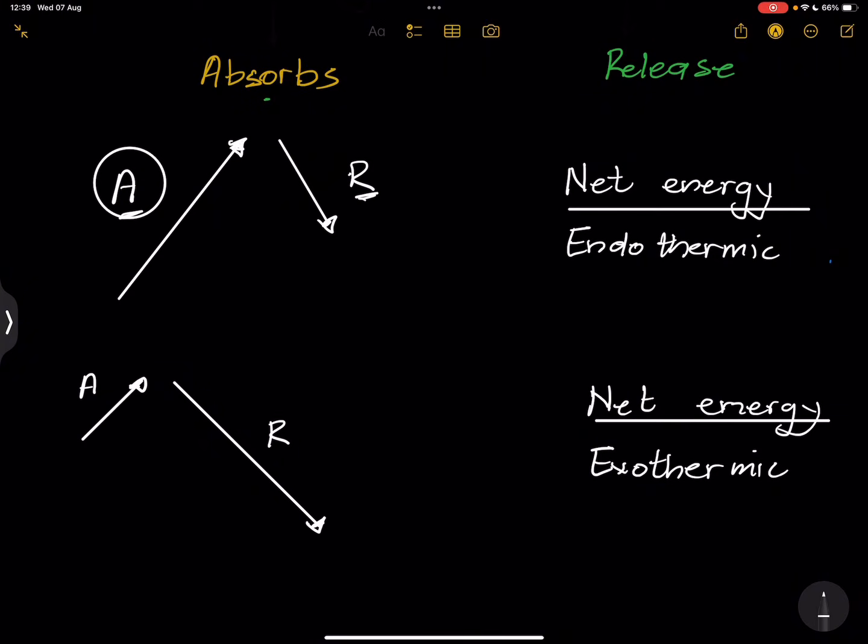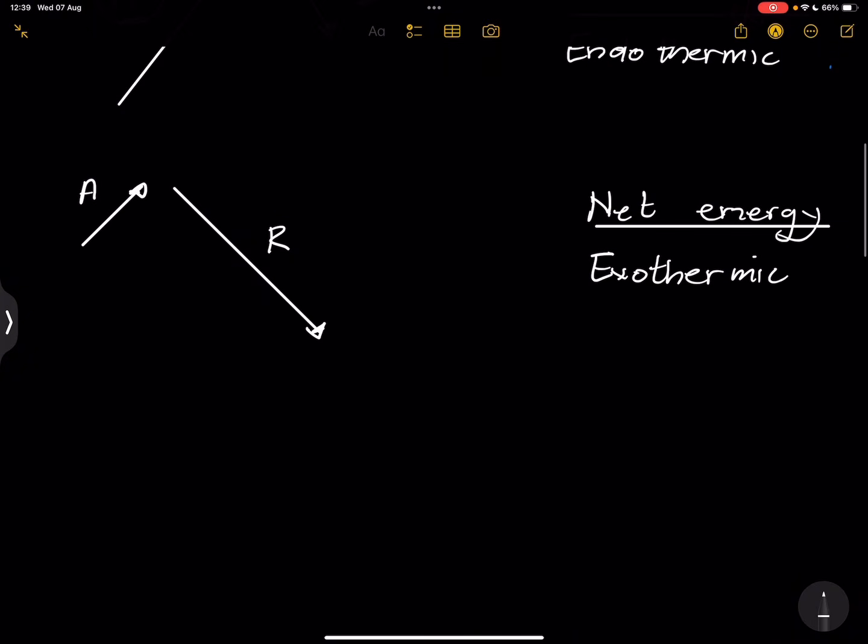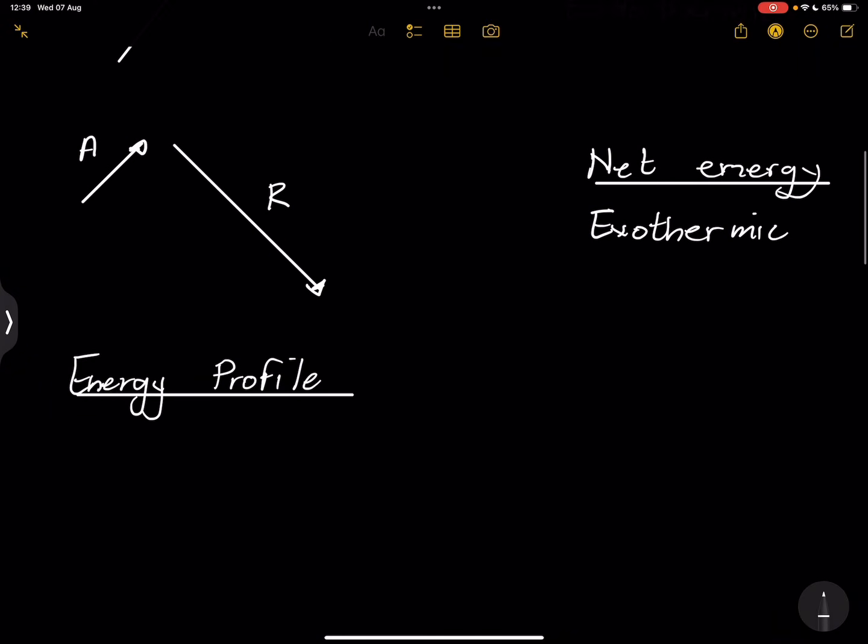So what we are going to now look at is what we call an energy profile. We actually use a graph for this, the energy profile of a reaction. Now, before we talk about an energy profile, let me make just two examples. For instance, if I take calcium carbonate, and we are going to take it through a process of decomposition.